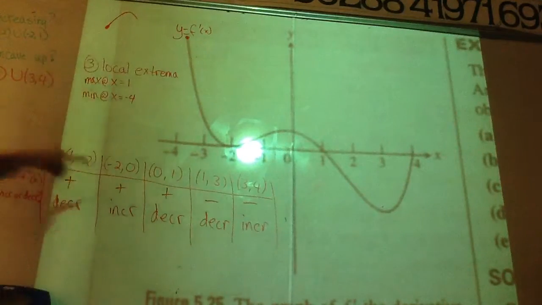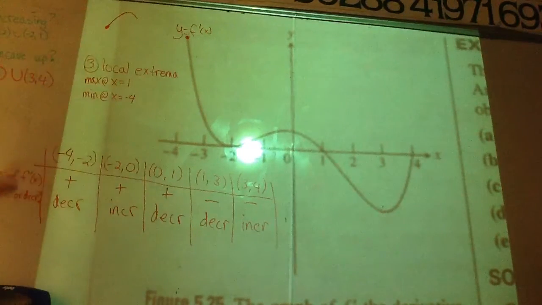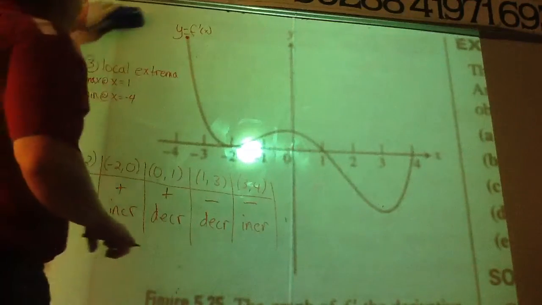So its slope is going up, but the slopes are getting smaller. Eventually we're going to take all this information and draw the original. Not today.